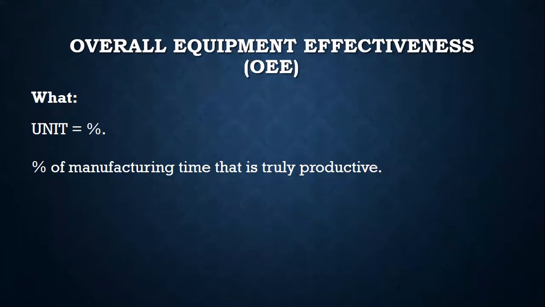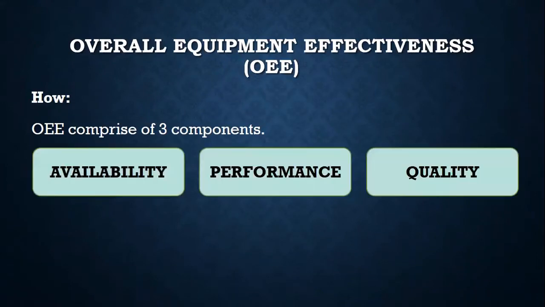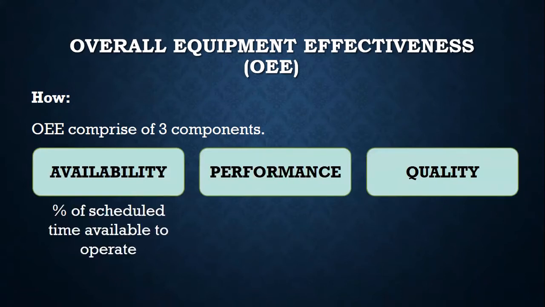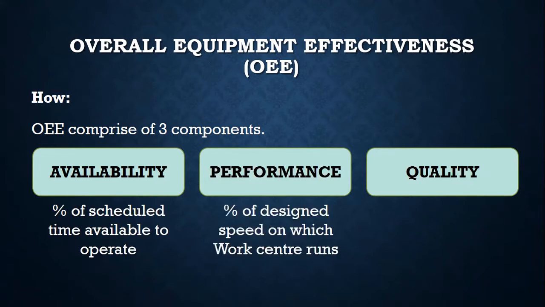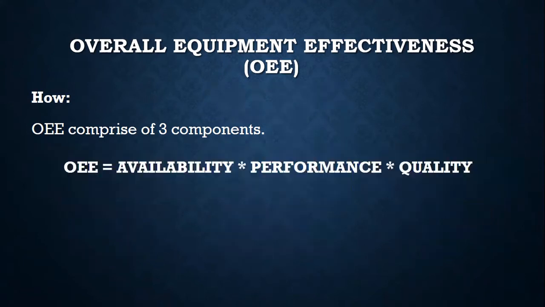Next step is how to calculate OEE. It comprises 3 elements: availability, performance and quality. Availability is the proportion of scheduled time available to operate. Performance is the percent of designed speed at which the work center or equipment actually runs. Quality is the percent of good units produced out of total production. These 3 components when multiplied give percent OEE.